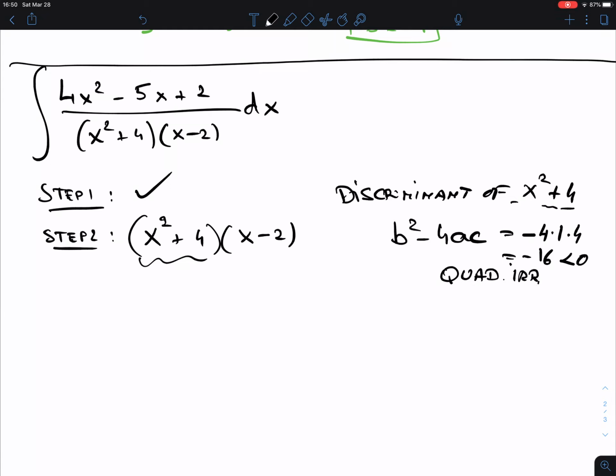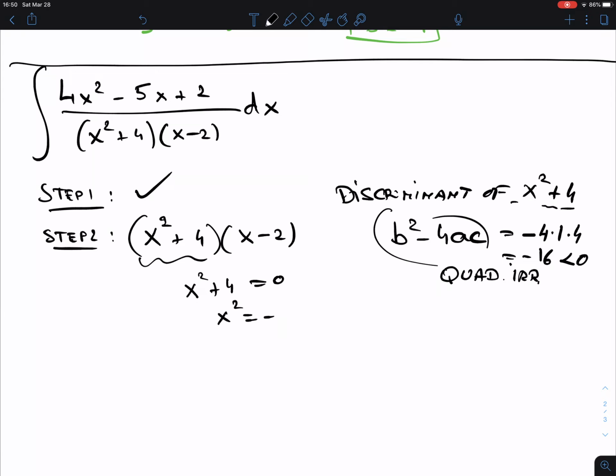And there are several ways of seeing this. I checked it by using the discriminant, but you can also immediately see this cannot be factored. And the same thing is, it doesn't have a solution. x squared plus 4 equals 0 would mean x squared is negative 4, but no square can be negative. So that's another indication, quadratic irreducible.